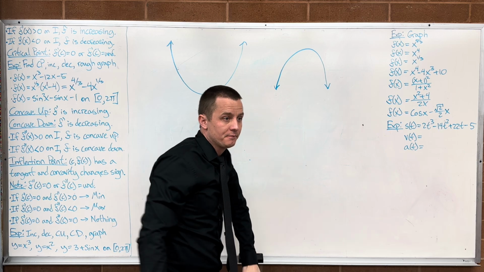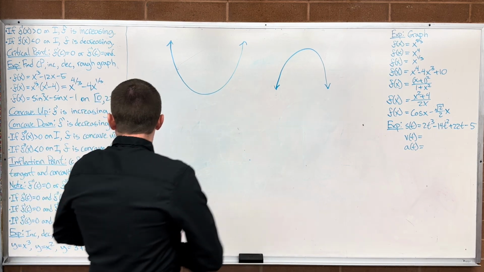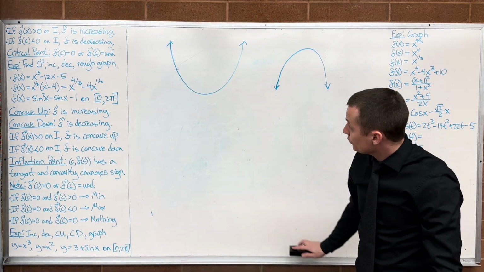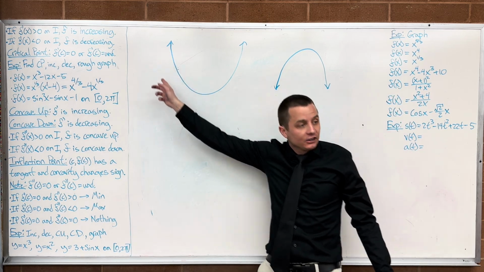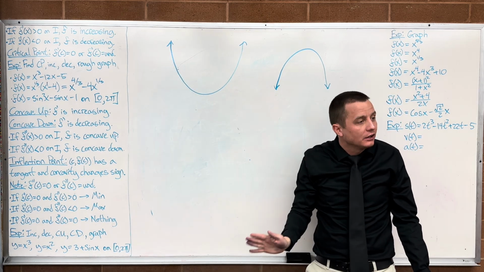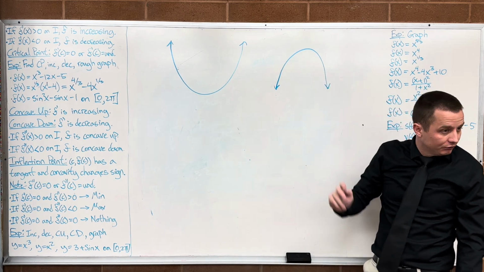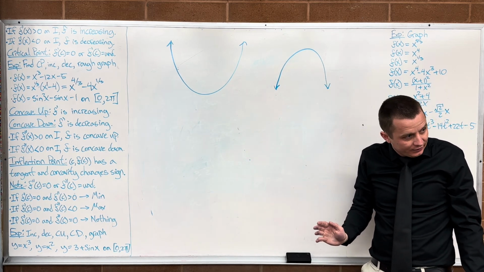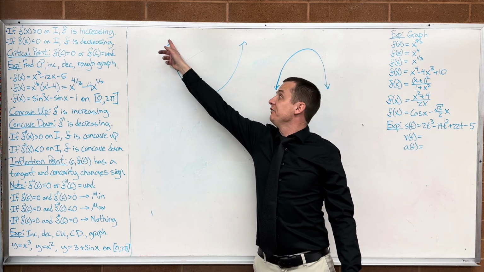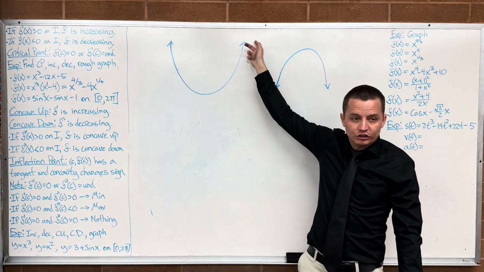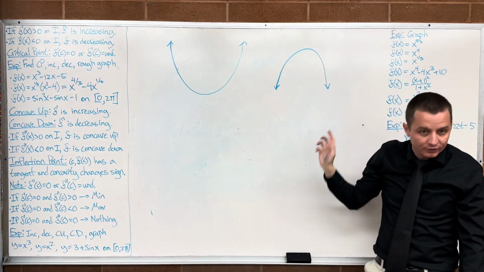Make sense? Okay. So that is concavity. If the concavity is increasing on some interval, we say the function is concave up on that interval. If it's decreasing on that interval, we say it's concave down on that interval. Concave up will have some resemblance of this shape to it. Concave down will have some resemblance of this shape to it.